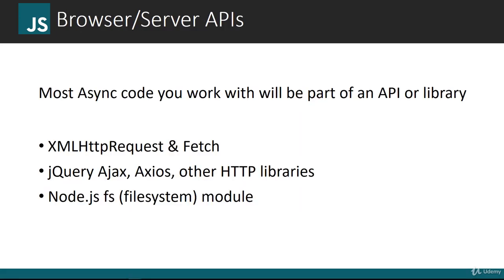Now, most of the asynchronous code that you're going to work with is going to come from some API or library, such as Ajax and the XHR object, which we'll talk about in the next video, or jQuery Ajax, libraries like Axios, the Fetch API, the Node.js FS or file system module. These are all async technologies, so you just have to handle the response in a certain way.